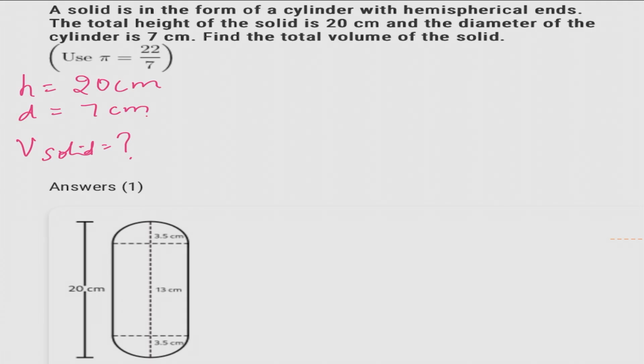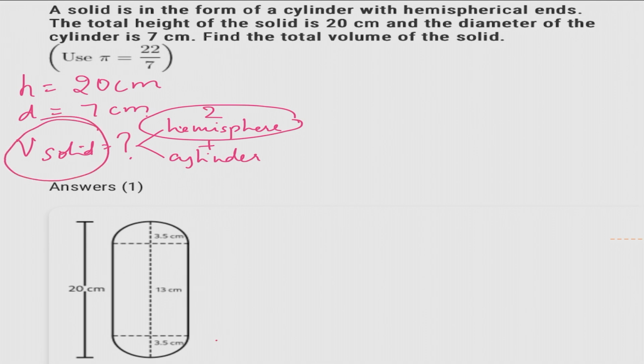Observing the diagram, it is very clear that the solid is the combination of two figures. One is hemisphere and one more is cylinder. So, we should find out the volume of hemisphere. We have two hemispheres. So, volume of two hemispheres plus volume of cylinder, we will be getting the volume of the solid. So, this is the method of solving the whole problem, for which we should know the volume of the hemisphere and the volume of cylinder.